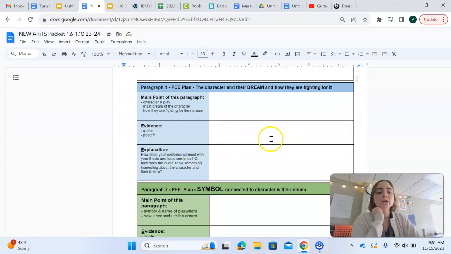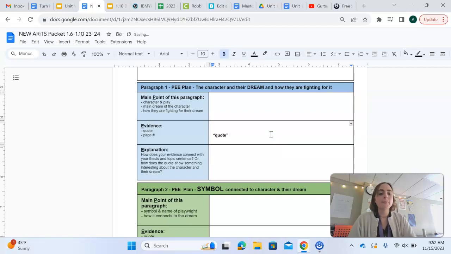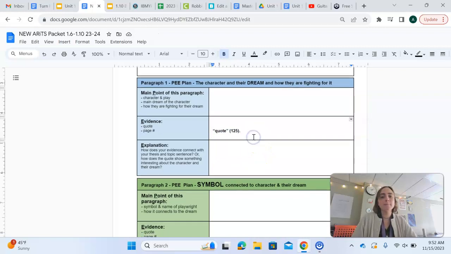So your evidence is where you're going to write that direct quote. Make sure you include the whole quote and the page number. So you write quotes by putting quotation marks, then you're going to write the quote, and then you always put the page number in parentheses. So you might say page 125. The period goes after the parentheses. So this is how you should have all of your quotes.